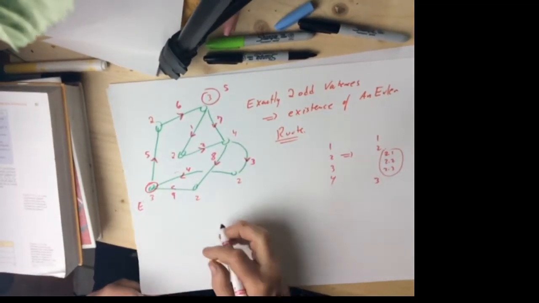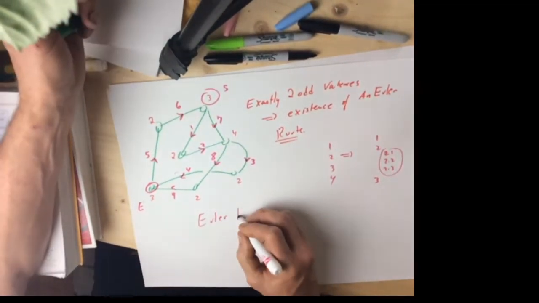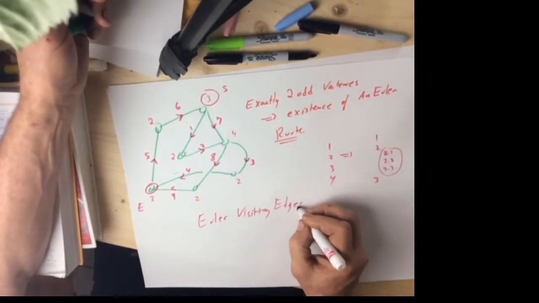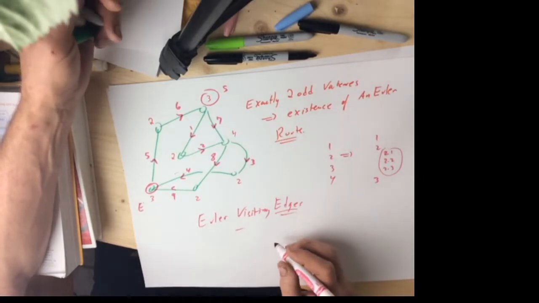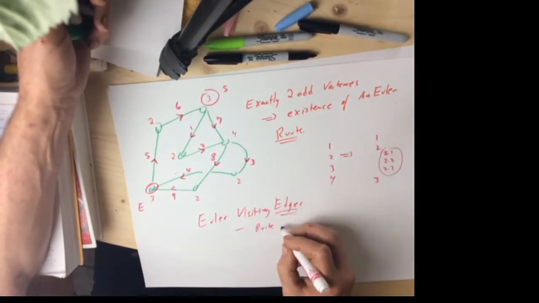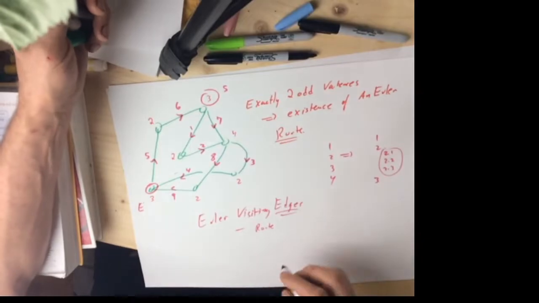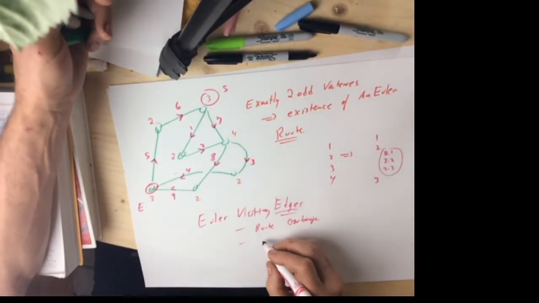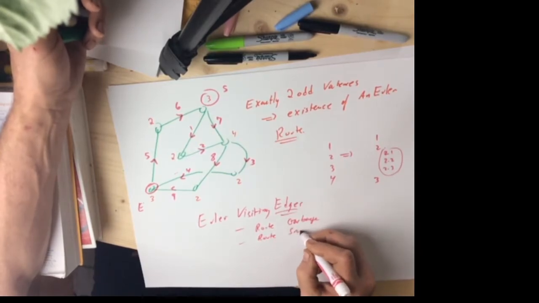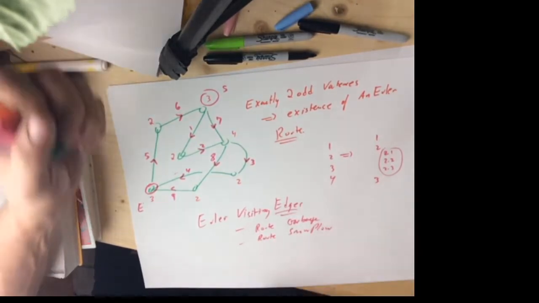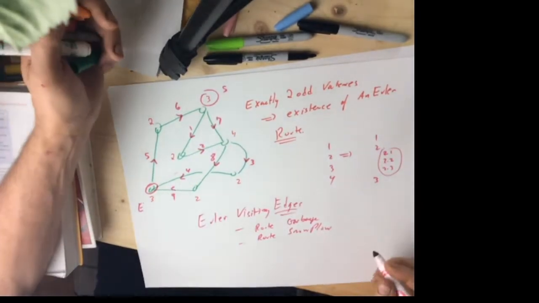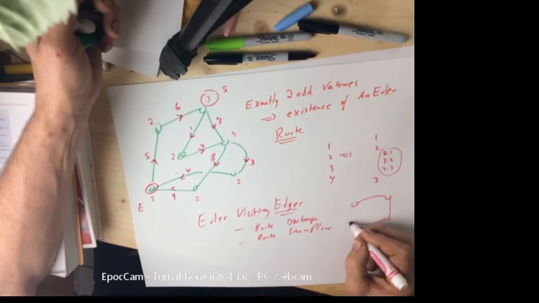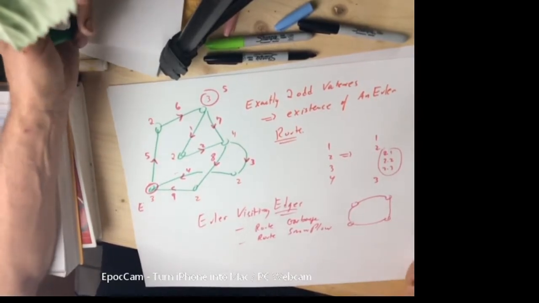Now, Euler means you're visiting edges. Examples of this is a route for a specific garbage route or a snowplow route. Now, people might wonder, well, a snowplow route. Here's roads, but don't we have to go on those roads more than once?